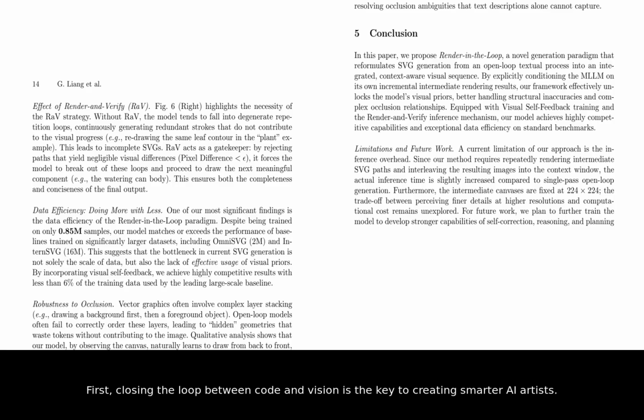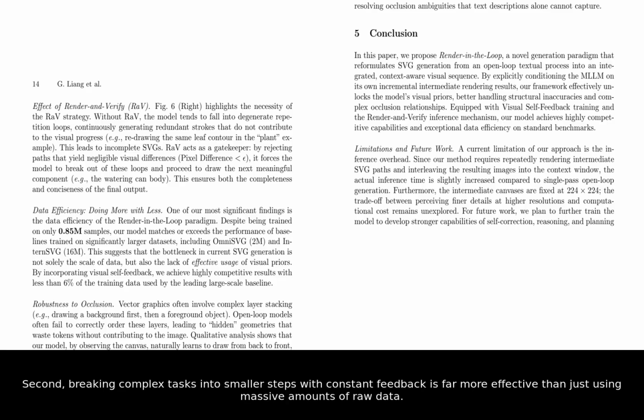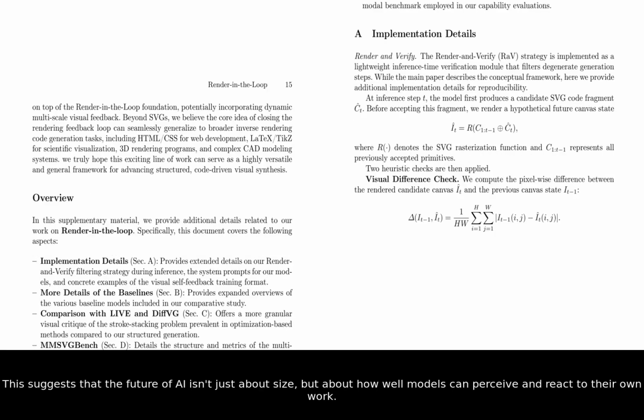First, closing the loop between code and vision is the key to creating smarter AI artists. Second, breaking complex tasks into smaller steps with constant feedback is far more effective than just using massive amounts of raw data. This suggests that the future of AI isn't just about size, but about how well models can perceive and react to their own work.